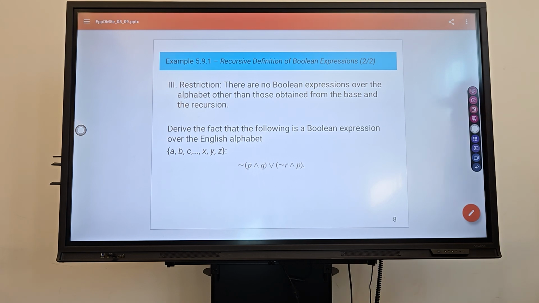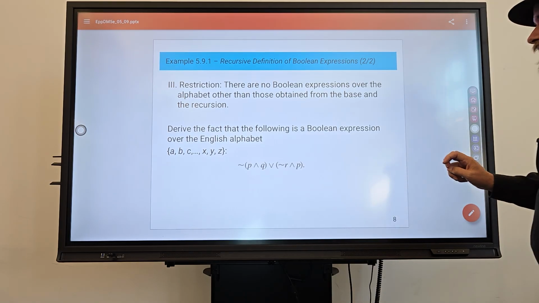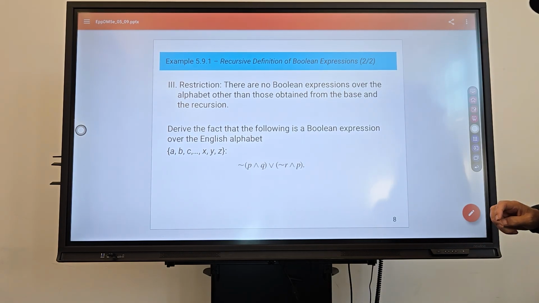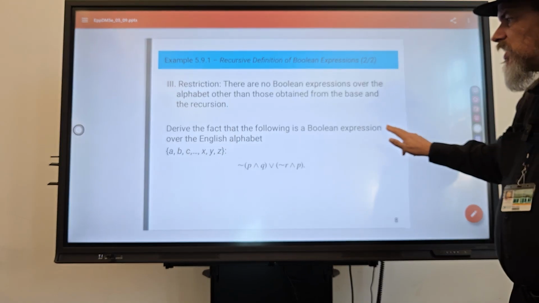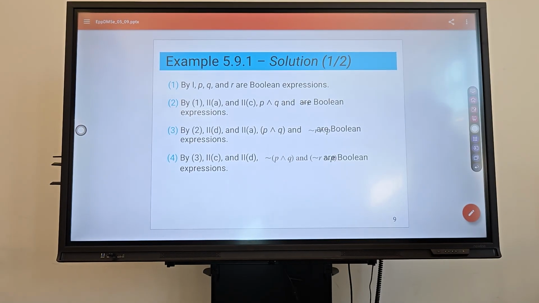Derive the fact that the following is a Boolean expression over the English alphabet A through Z: (P and Q), the inverse, or not R and P. Well, by 1, P, Q, and R are Boolean expressions. By 1, 2A and 2C, P and Q and not R are Boolean expressions.